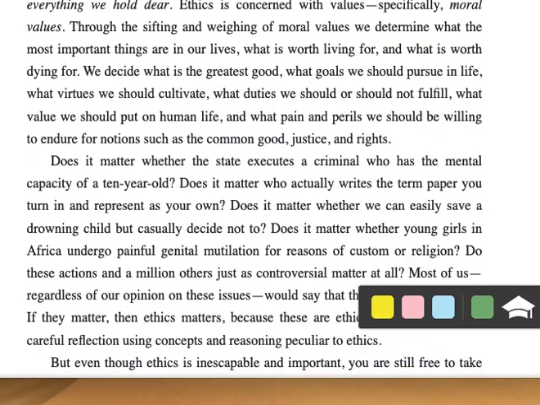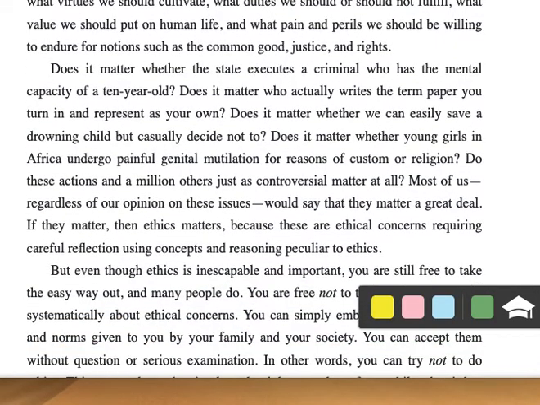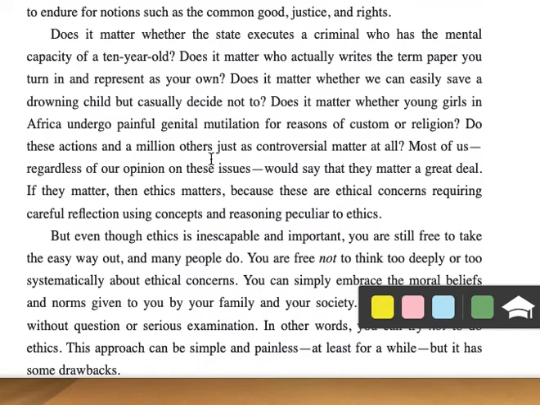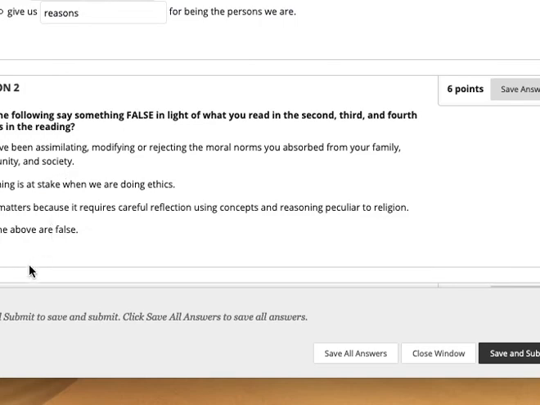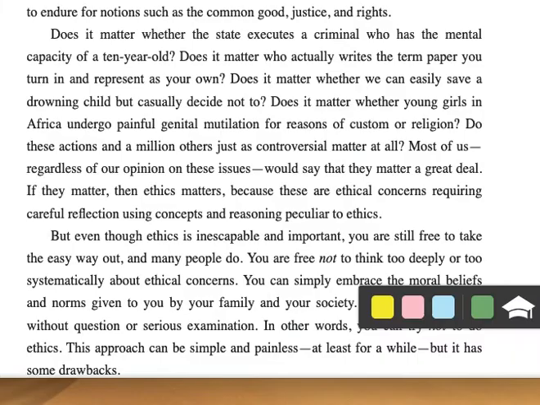So here's a bunch of questions. Most of us, so they're asking questions, so I'm not looking for questions. So this says, most of us, regardless of our opinions on these issues, would say that they matter a great deal. That's the questions. If they matter, then ethics matters. I think that's what she was talking about in that preview item. She says ethics matters. Okay, I'm in the right spot.